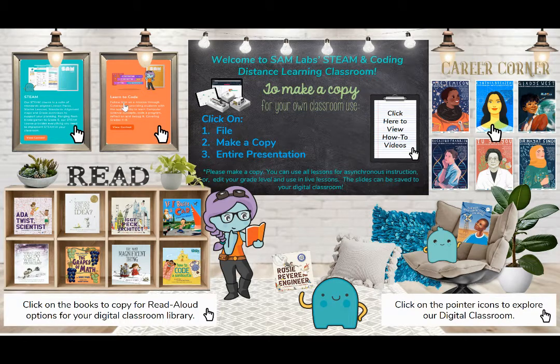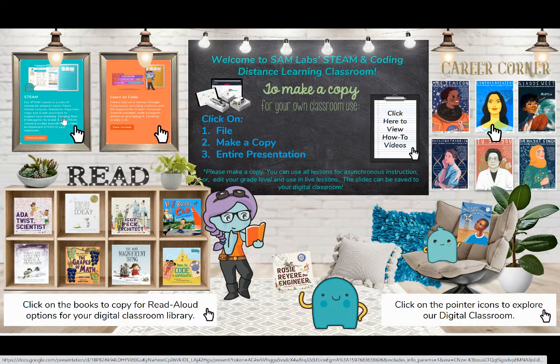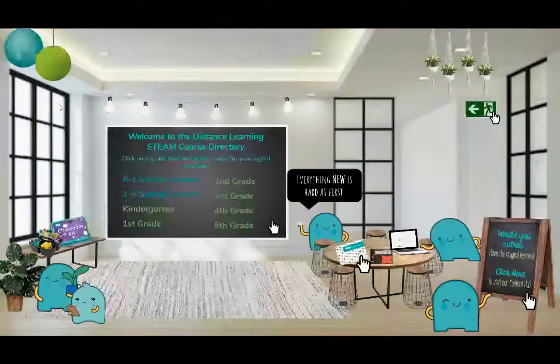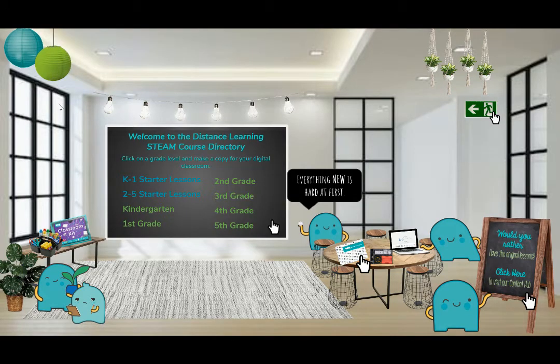You'll also notice up at the top left, we have our two different courses, our STEAM course and our Learn to Code course posters. So depending on your grade level and role, you'll click on either or both. For the purpose of this tour, I'm going to go into the STEAM. Once you click, it'll bring you to that course's directory, and you can see you get all the grade levels in addition to the starter lessons.